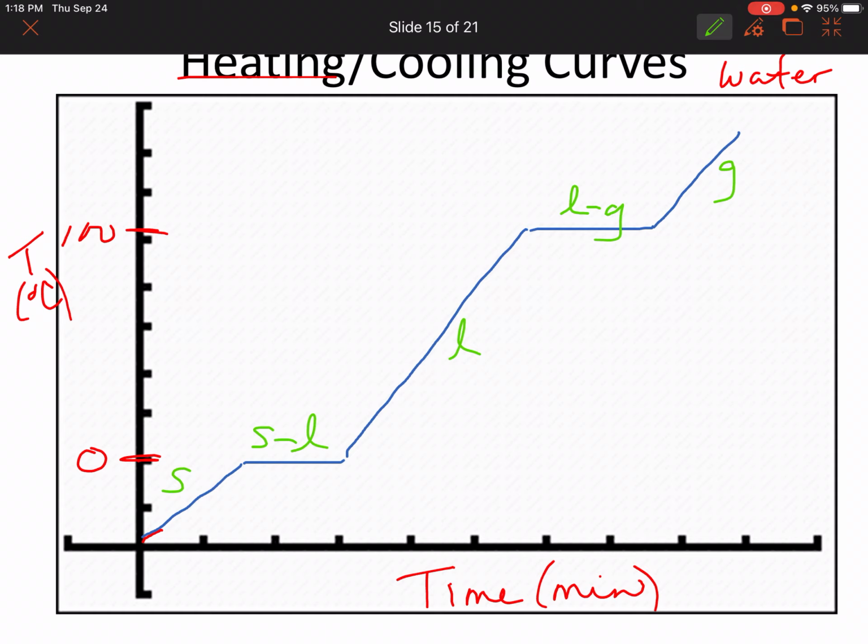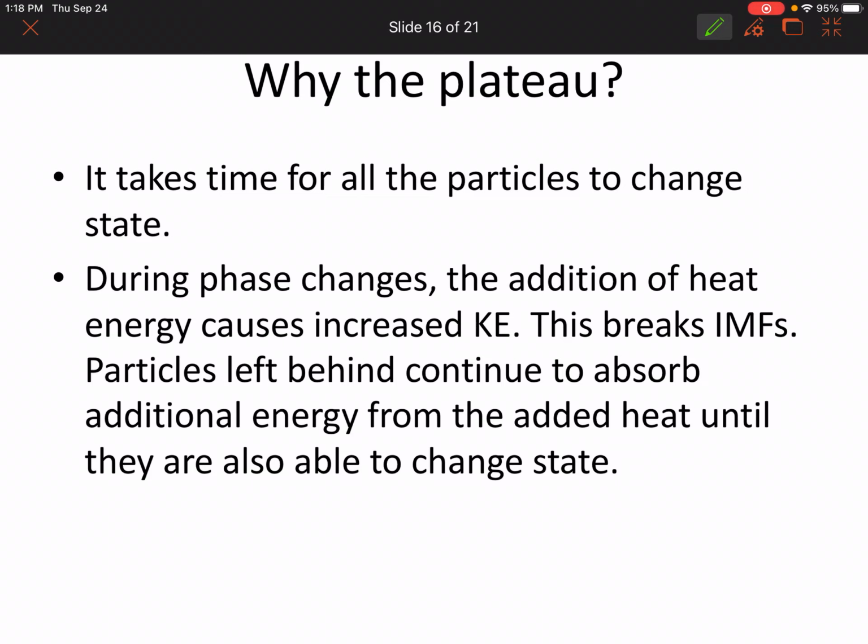Okay, so this is our heating curve of water. You show the plateaus at the melting point and the boiling point. Now, why the plateau? Basically, the easy answer is that it takes time for all the particles to change state. So it just takes a while for this to happen. It doesn't instantly happen.